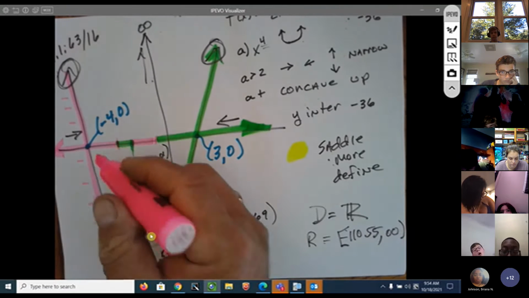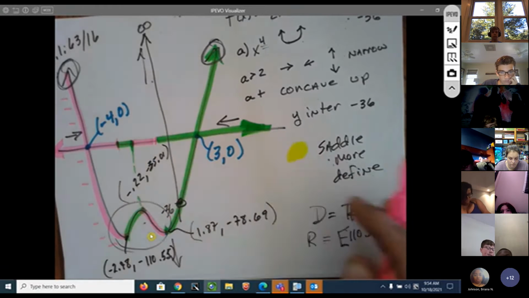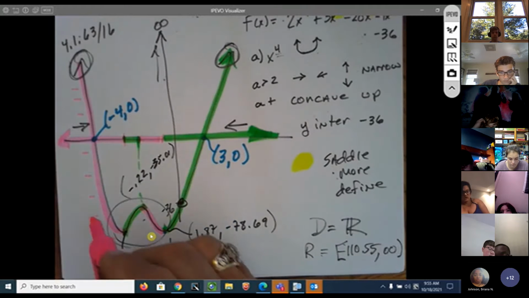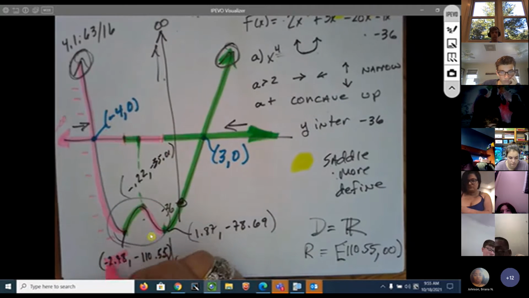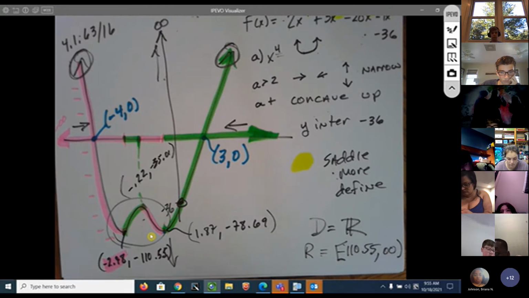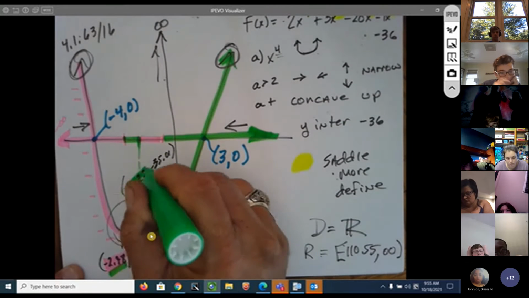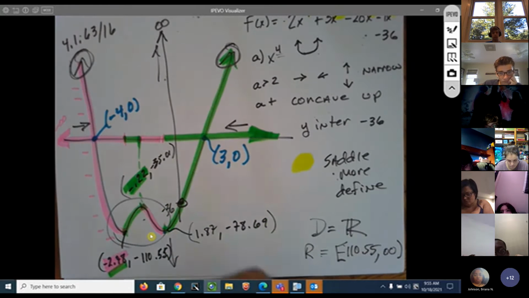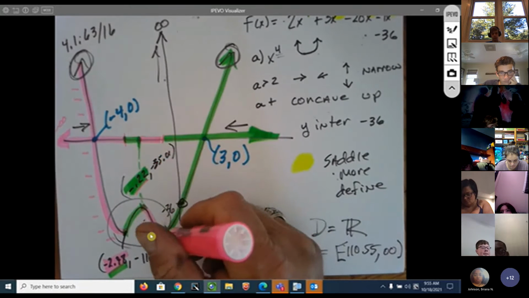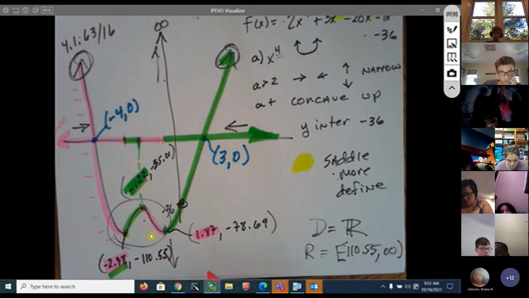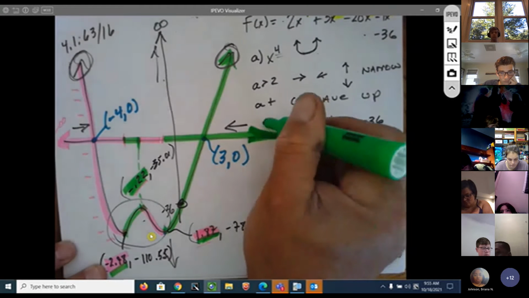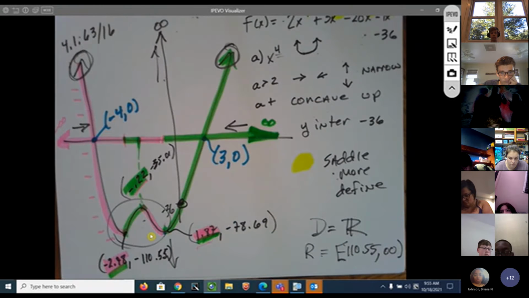So from negative infinity to negative 2.78, I'm decreasing. You need to write this down so you can check your answer. And that gets a parenthesis. And from negative 2.78 to negative 2.2, I'm increasing. And then from negative 2.2 to positive 1.87, I'm decreasing. And then from negative 1.87 to infinity, I'm increasing. Again, this is what we were doing back in completing the square. So it's not new, it's just different.